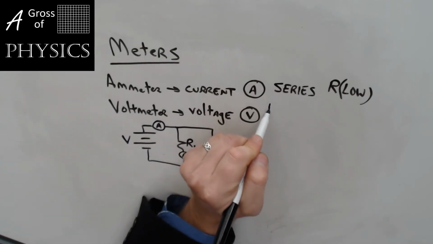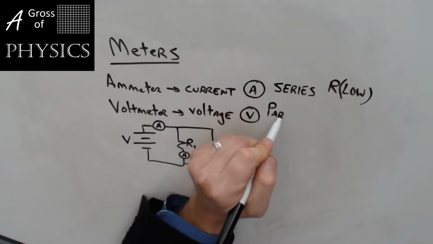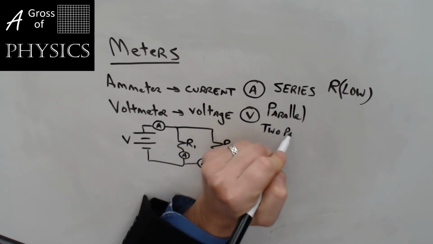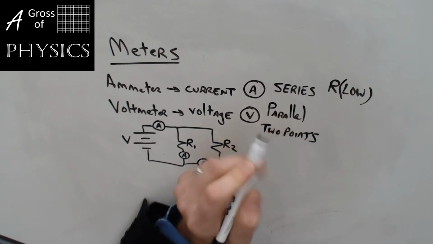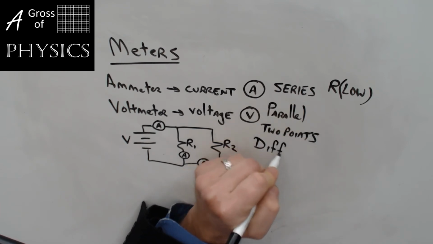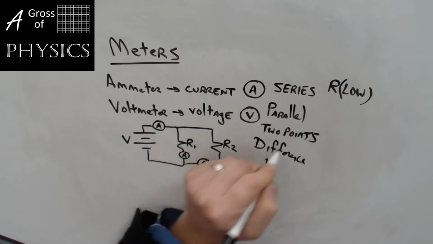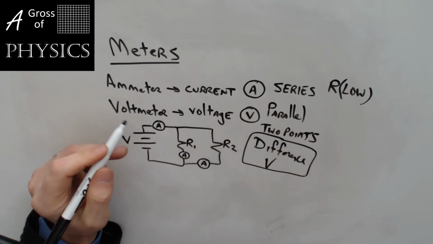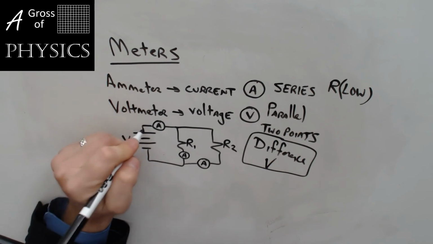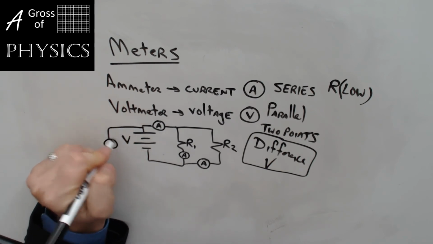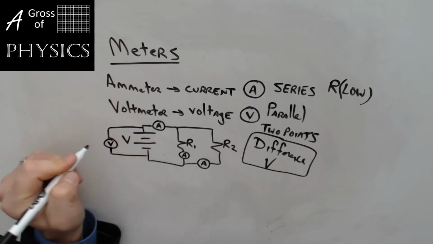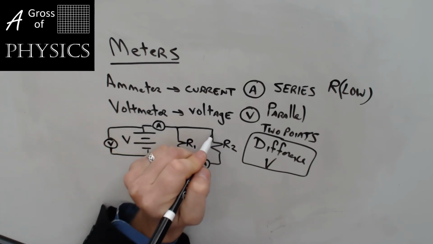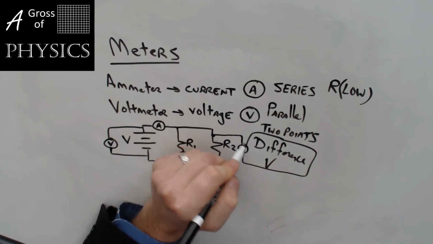Now, on the other hand, we have a voltmeter, which measures voltage. And remember, it's potential difference. So it's connected in parallel. You have to have 2 points, and it finds the difference in voltage, which is why it's called potential difference. So you connect it as follows. What I'm going to do is connect a voltmeter here to measure the voltage in the entire circuit. If I want to find the voltage of R2, I would connect it like this.